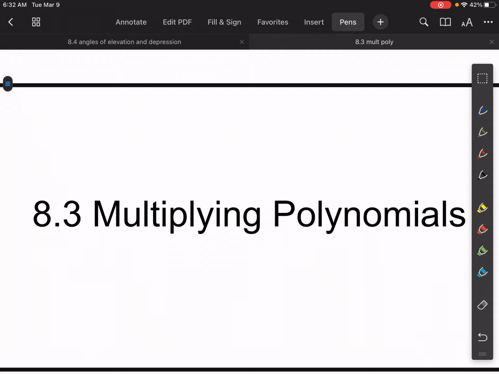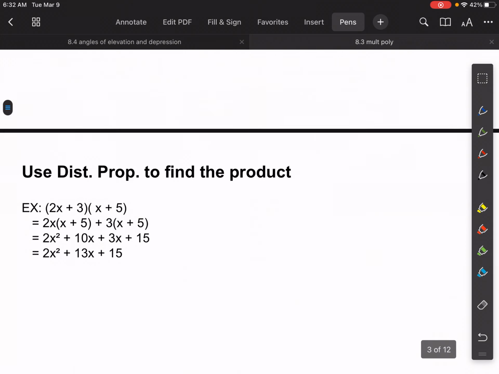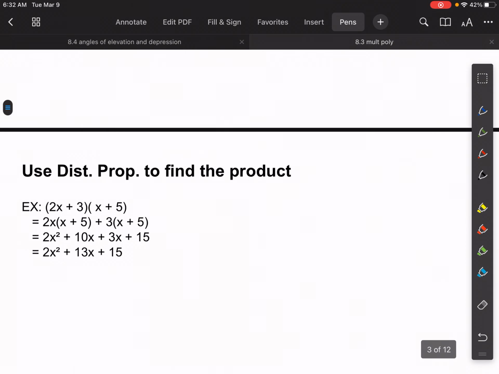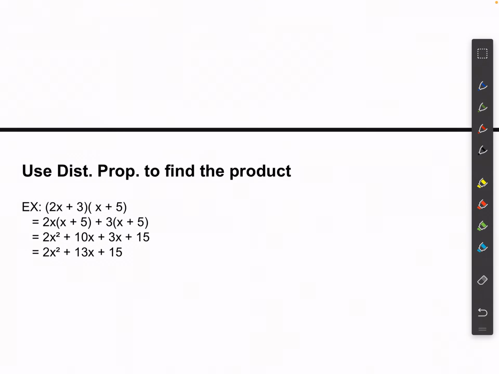So we did some multiplying of polynomials last time, but that was really a monomial by a polynomial. Now we're going to look at multiplying two polynomials together that have more than one term. In other words, something like this, where we have the distributive property being used, but used twice.